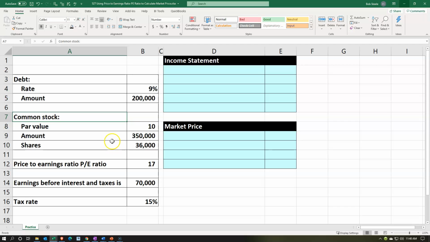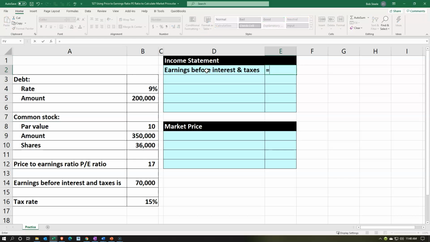We're going to be doing part of the income statement. We're going to start with the earnings before interest and taxes because that's what's given to us. This is basically net income before we deal with interest and taxes, or possibly operating income. That's going to be starting at the 70,000. Then we'll deal with the interest. So we'll say interest, and we'll calculate the interest. That's going to be the 200,000 times the 9%.